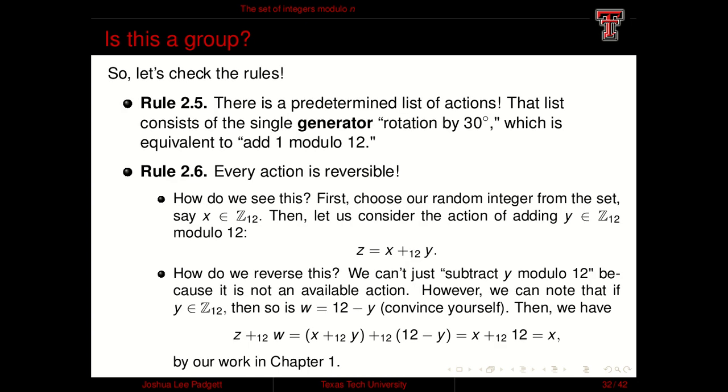Rule 2.5 is basically trivially true because there is a predetermined list of actions. The idea is this list consists of the single generator, which is just rotation by 30 degrees. All right. So we have a single generator, and it builds all of our other actions. And we'll talk about those in a minute, but you should really remember that I can add any number, and that's still okay. So then, is every action reversible?